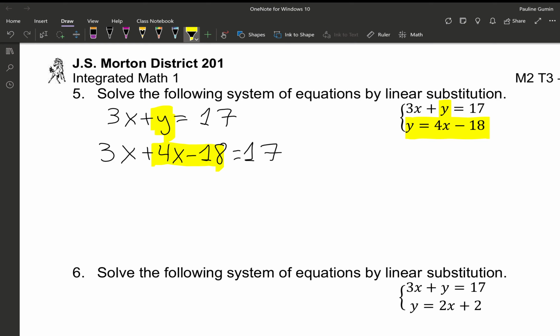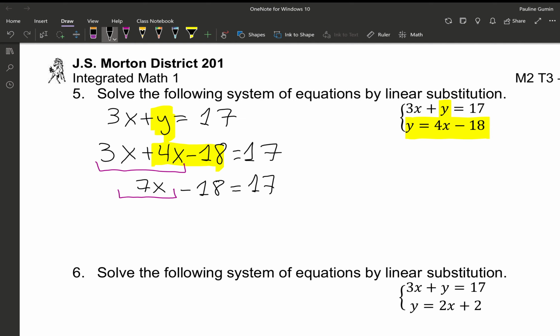Now I'm going to solve it like I do any other equation because this is very nice. We only have x's to deal with now. The first thing that I notice on the left-hand side is the 3x and the 4x. 3x's plus 4x's give us 7x's. I bring down the minus 18 and the equal 17.